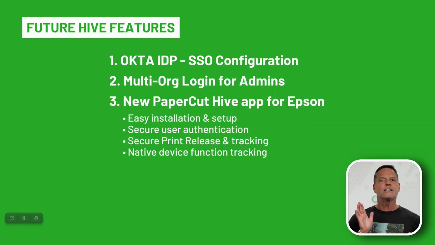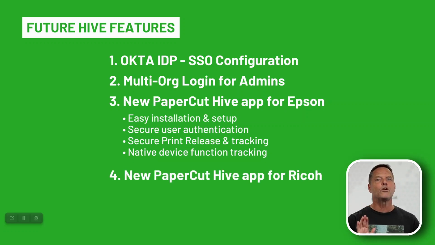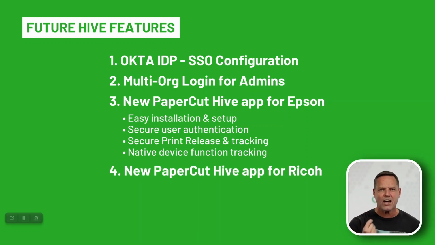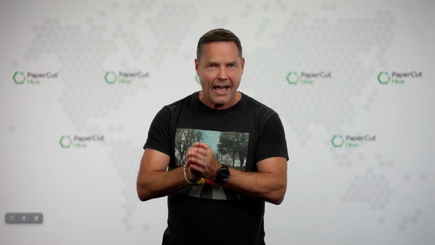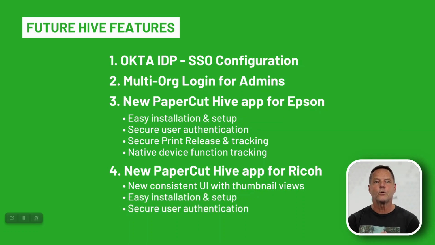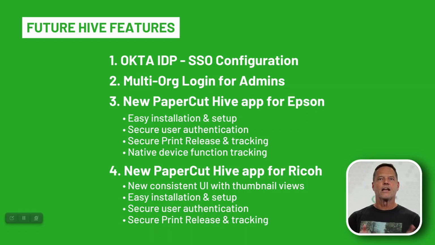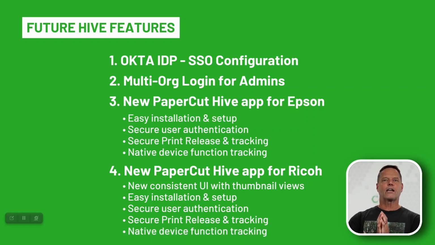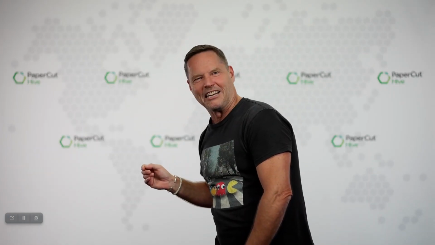and one more, there's also a new PaperCut Hive printer app for Ricoh that brings integrated scanning to Ricoh as well as new consistent UI with thumbnail views, easy installation and setup, secure user authentication with access code login and access cards, secure print release, native device function tracking for copy, scan, fax and USB. Phew! But we're not done yet.